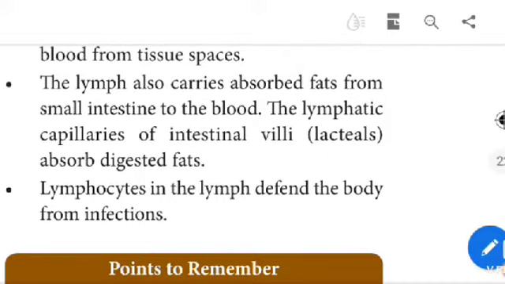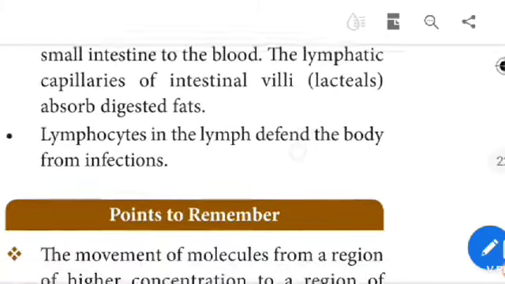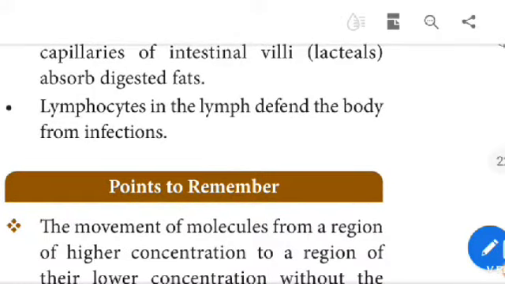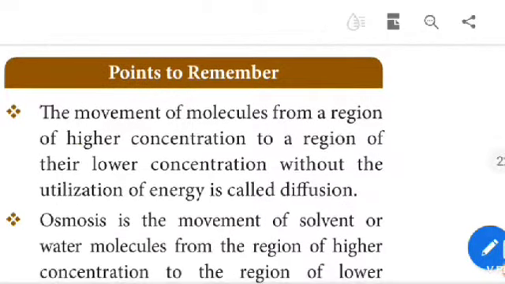The lymphatic capillaries in the intestinal villi, called lacteals, absorb digestive fats. Lymphocytes in the lymph defend the body and perform immune functions.